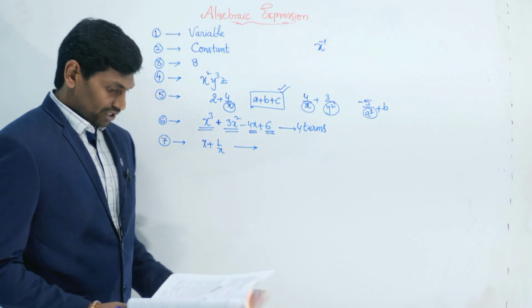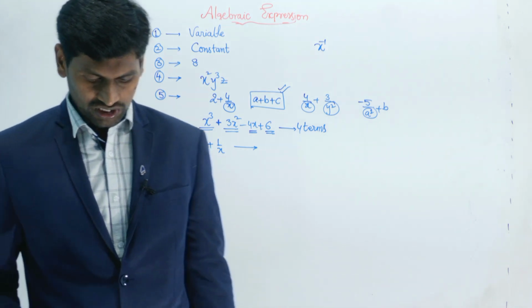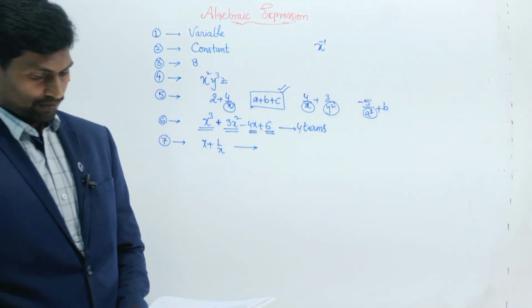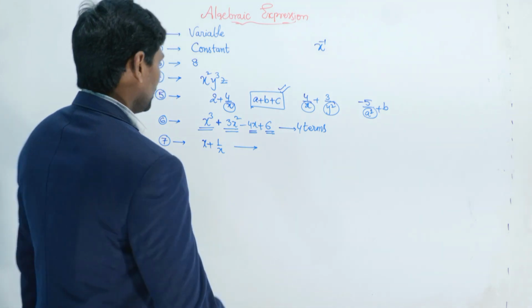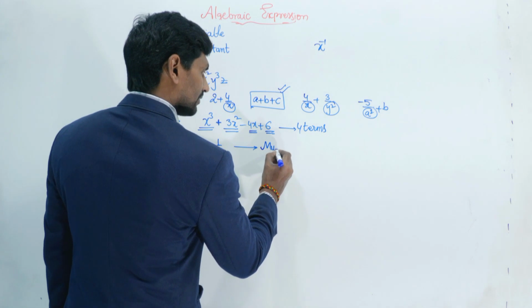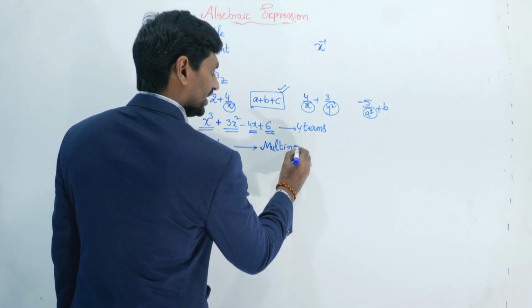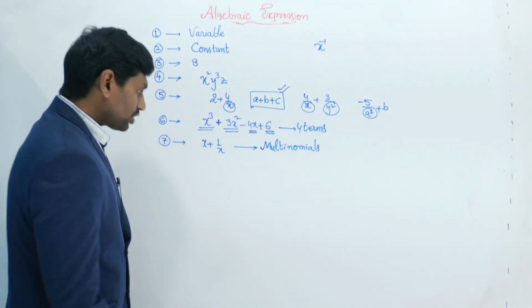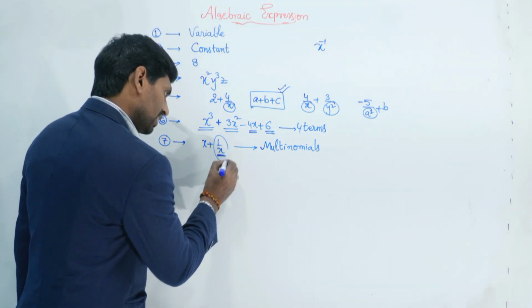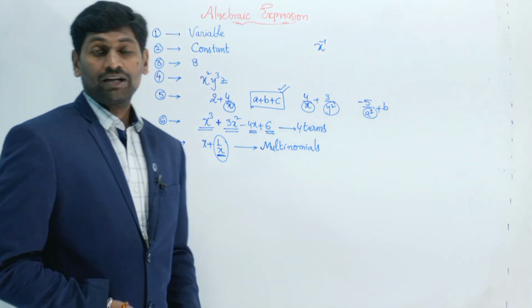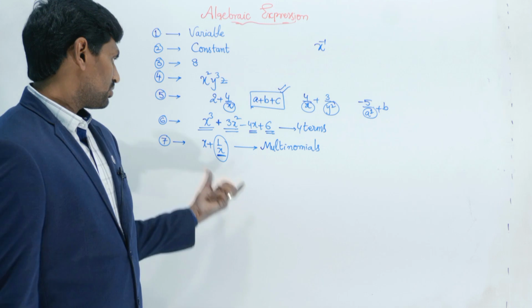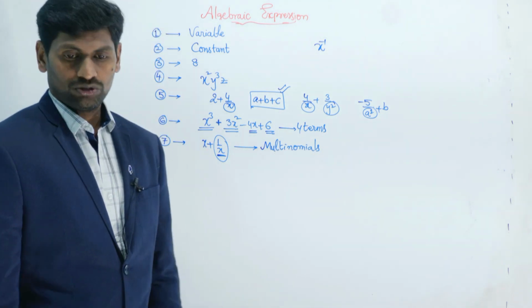So according to this, question number 7 is dash algebraic expression: monomial or binomial or multinomial. So it is multinomial. Why is it multinomial? It contains only two terms, right? But two terms does not mean it is a polynomial. The second term has a variable in the denominator, and a variable in the denominator means it is not a polynomial. So we have to consider it as multinomial.